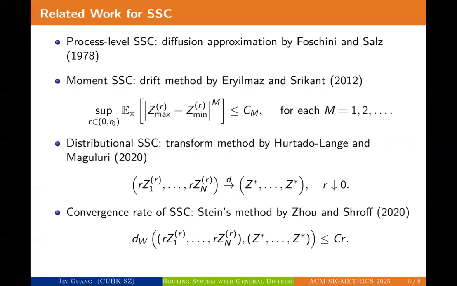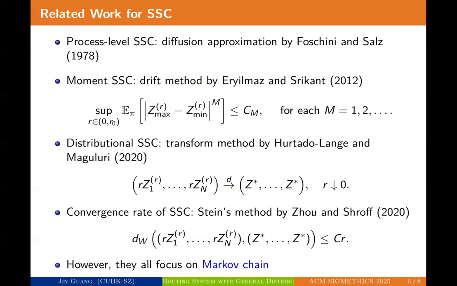We have some literature about this state space collapse. Initially, people focused on process level state space collapse, meaning a result in the finite time horizon. But later, people focused on the steady state SSC. The first work was derived by the drift method. They proved the moment SSC, and later people used a variant of the drift method called the transform method to get the distributional SSC. And people can use the Stein's method to get the convergence rate of this SSC.